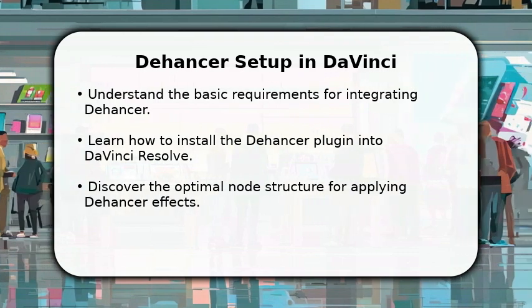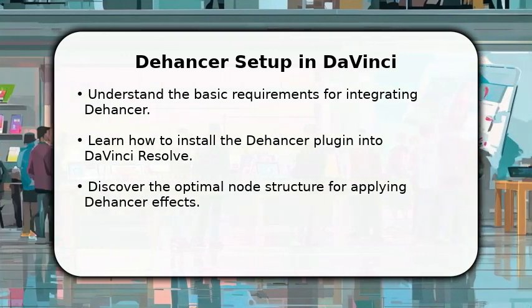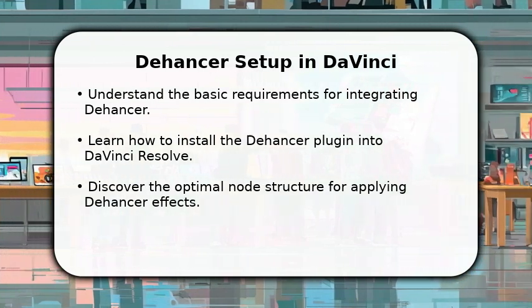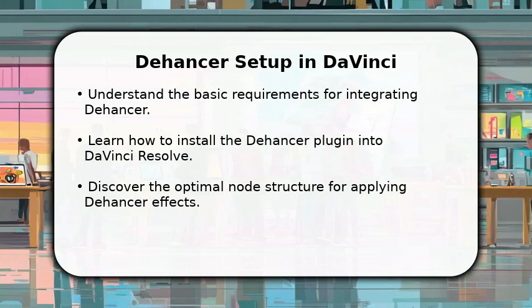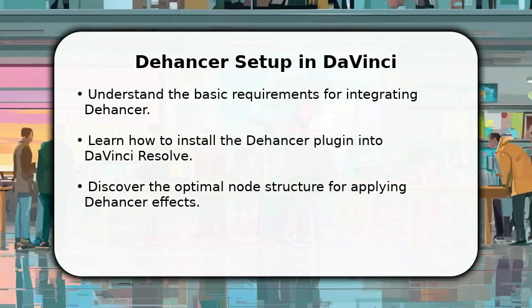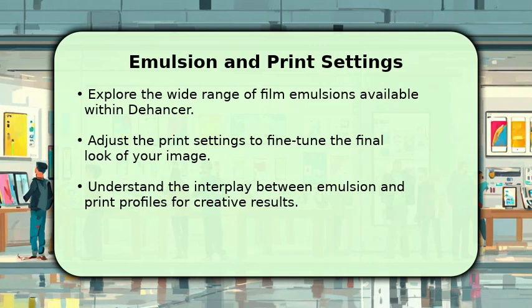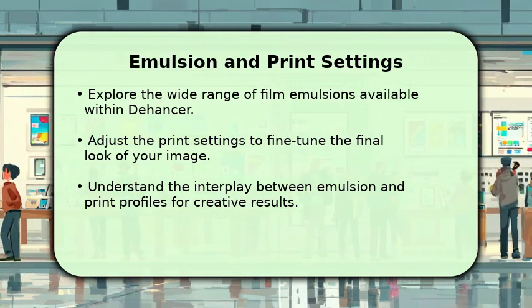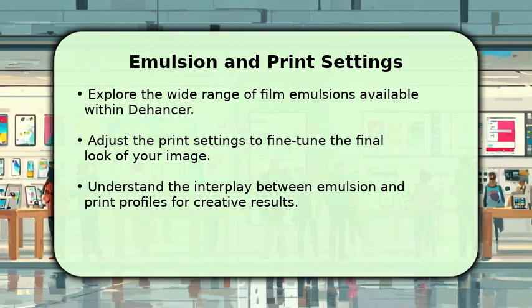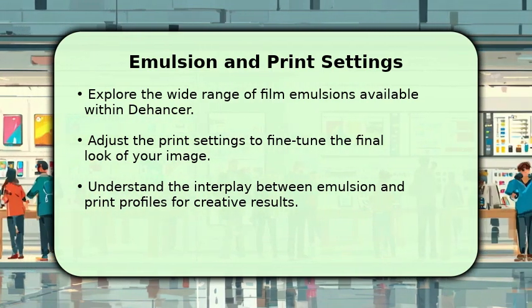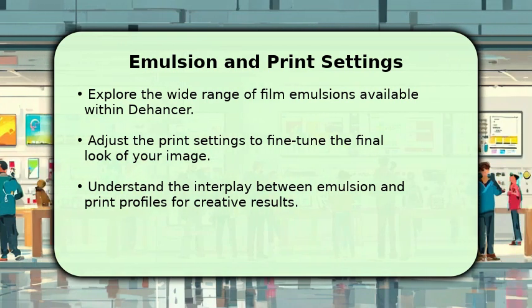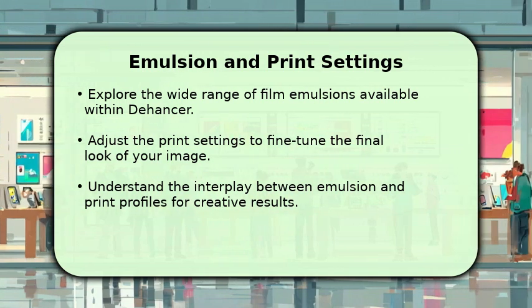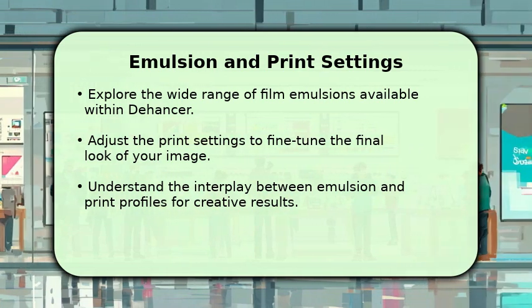After installation, launch DaVinci Resolve and navigate to the Fusion or Color page. We will then establish a dedicated node for Dehancer, usually placed after primary corrections but before final output adjustments, ensuring maximum flexibility and control over your footage. Once Dehancer is active on your node, you will encounter the Emulation panel. Here, choose from a vast library of film stocks, each offering unique color characteristics and tonal responses. Experiment with different options like Kodak Vision3, Fuji Eterna, or Cinestill for varying aesthetics.